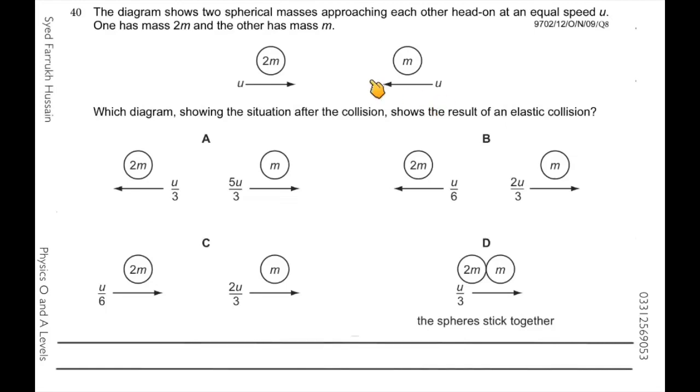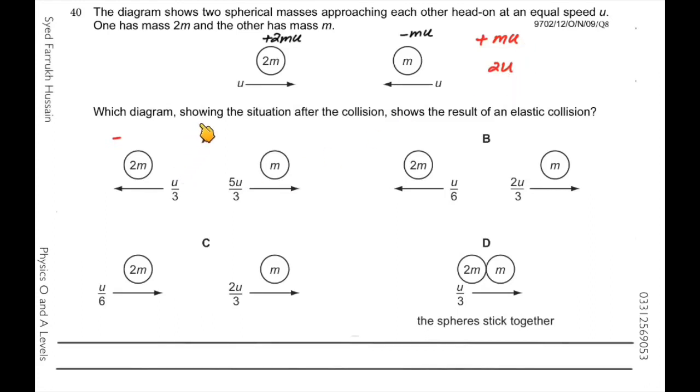In this case, there are two objects. We will write two equations, one for momentum and one for relative speed of approach, and the correct answer will satisfy both equations. So momentum before collision is mu and relative speed of approach is 2u. So these are the two conditions, and the correct option must satisfy these two conditions. The momentum after collision must also be mu. The relative speed of separation must also be 2u.